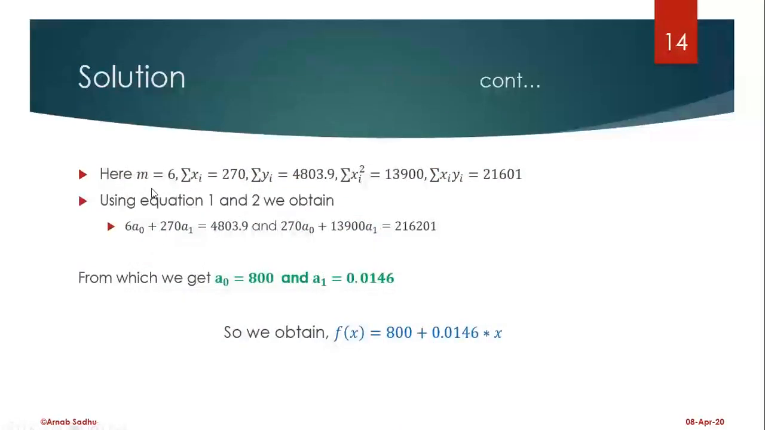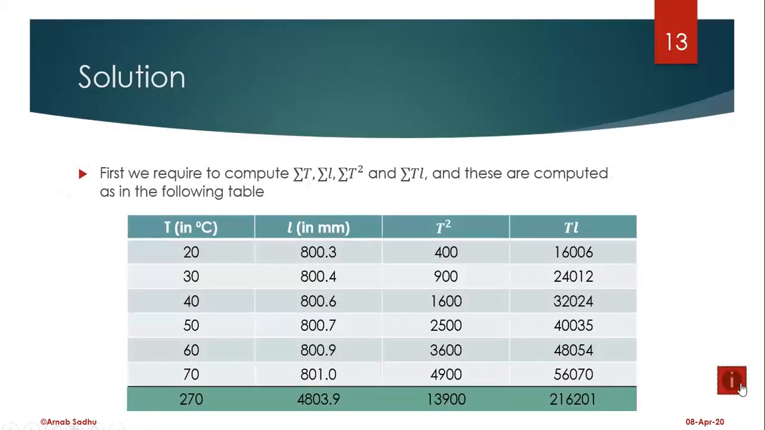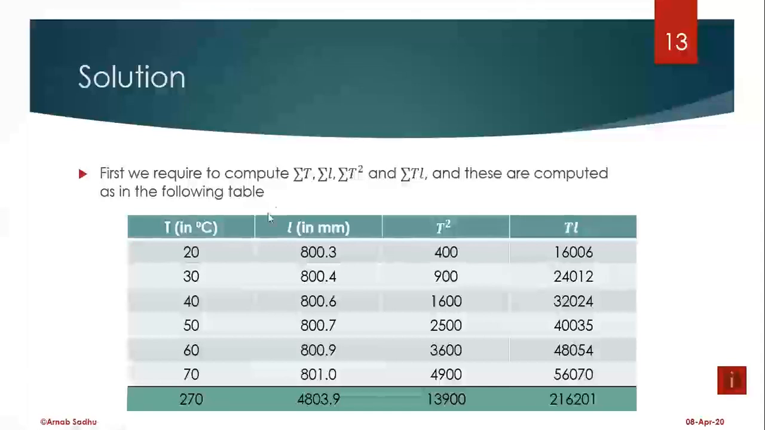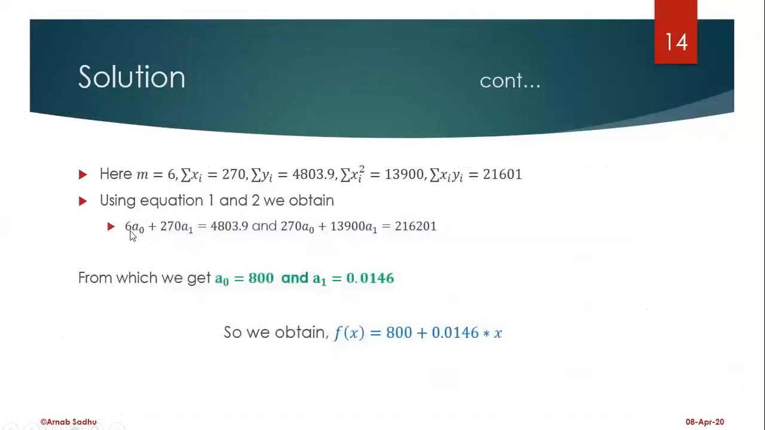So we had M equal to 6, as 6 points were there. Summation of xi is equal to 270. Summation of y is this. Summation of x square and summation of xi yi. So now we will put these in the equations. Which equations? These two equations. I got all these values, so I'll just put these in the equations and I will find two equations like this.